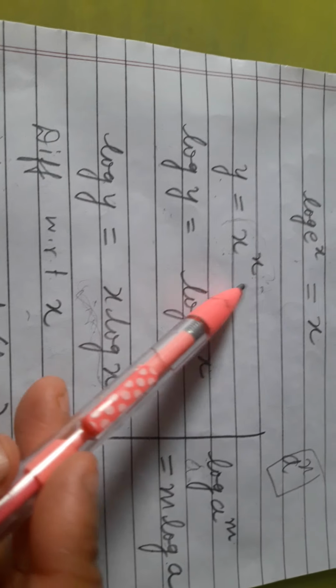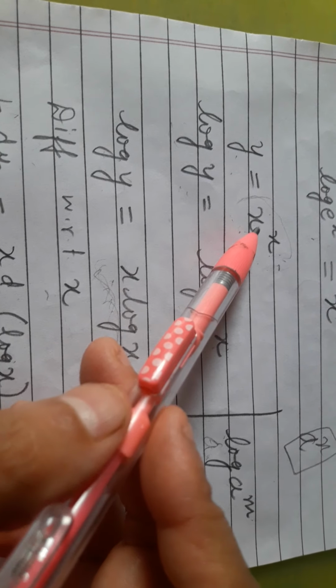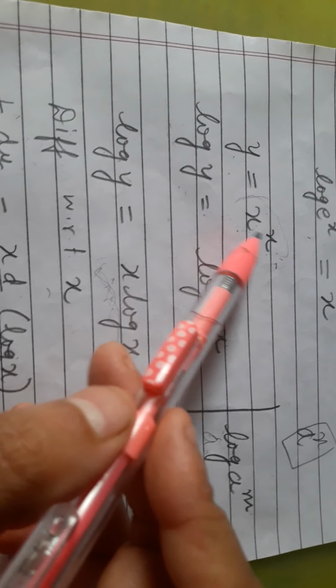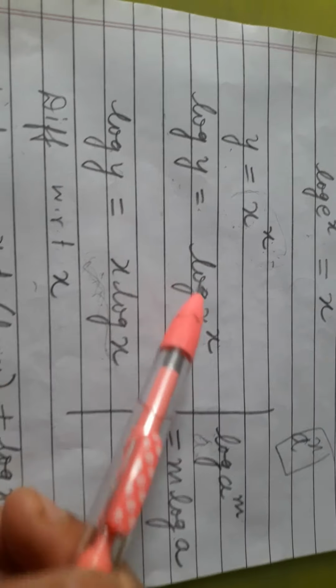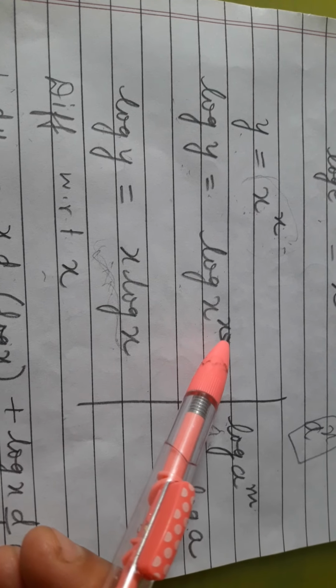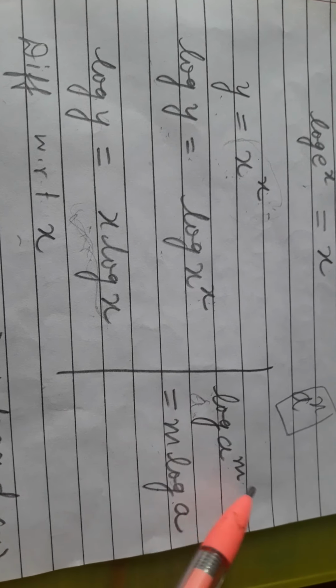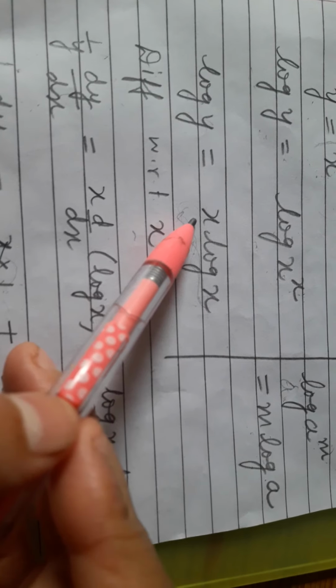So I can't go with product rule, chain rule or even my quotient rule. It's not u into v or u by v. It's f of x raised to power g of x. So what do I do? I'll first take log both sides. Log y is equal to log of x raised to power x. Log of a raised to power m is m into log a. This m comes here, m into log a. I'll do the same thing here. So log of x raised to power x is x into log x.